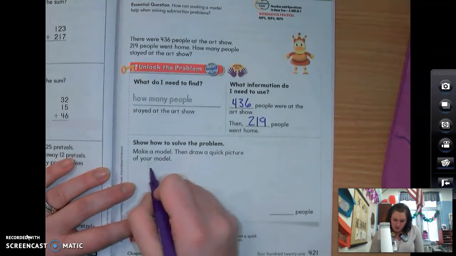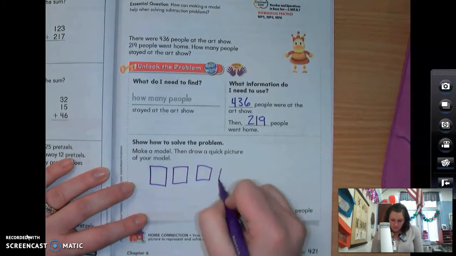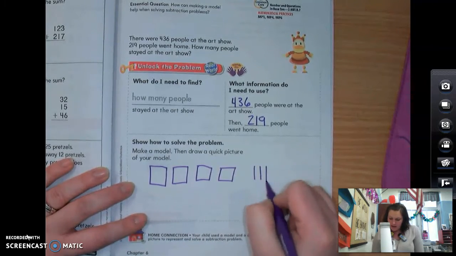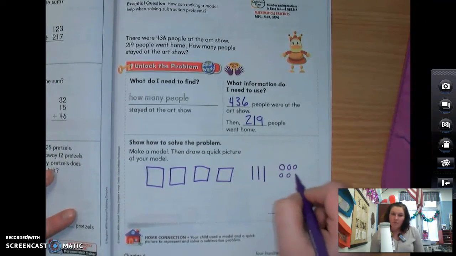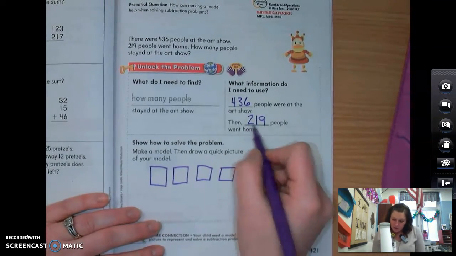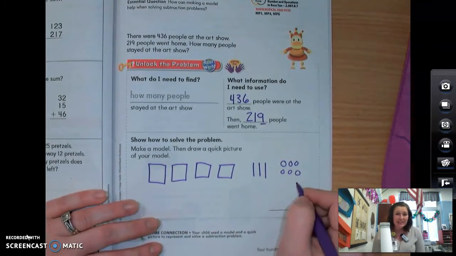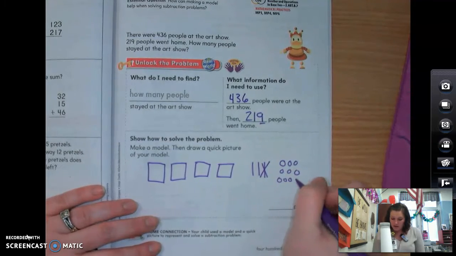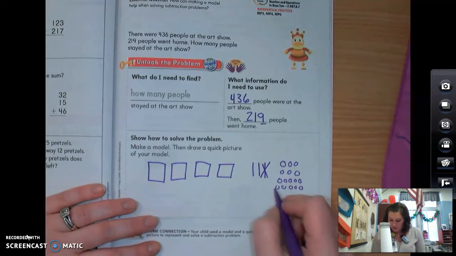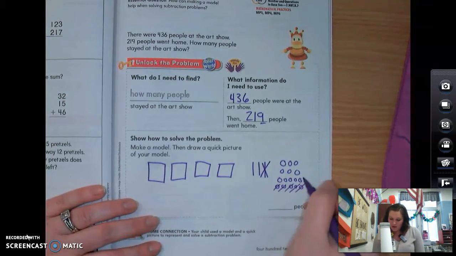Okay, so if I do 400s, 3 10s, 6 1s, okay, I need to subtract 219. So if I subtract 9, do I have 9 ones to subtract? I don't, so I need to cross out this 10 and make it 10 ones. Do you remember this from last chapter when we regroup? Okay, now I have 9 I can cross out, so go ahead and do that.